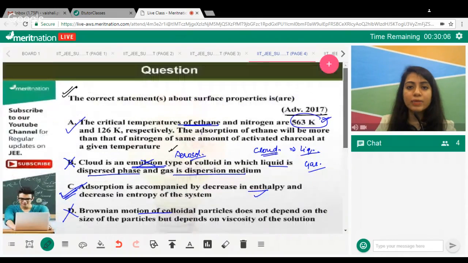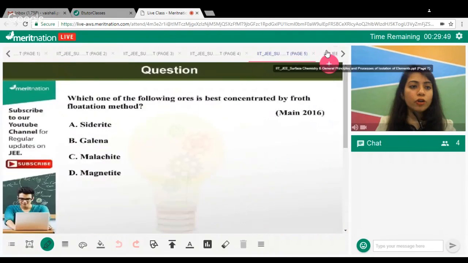So the correct statements here are A and C. This was asked in Advanced 2017. It was a multiple correct question, so it's also an important question. If you know all the basic things and the theory about this chapter, you can easily answer this question. All right, let's move on to the next question.